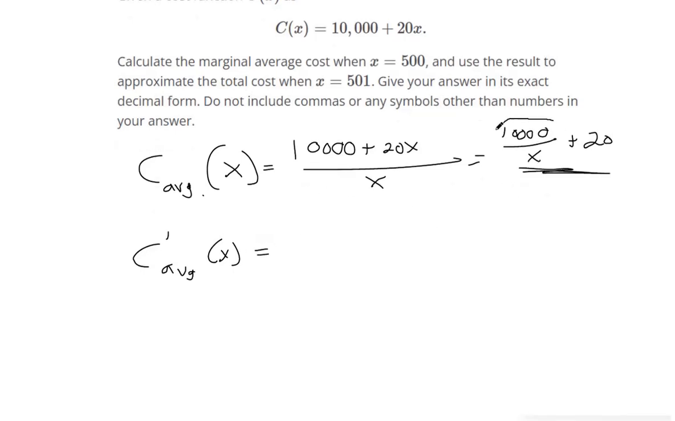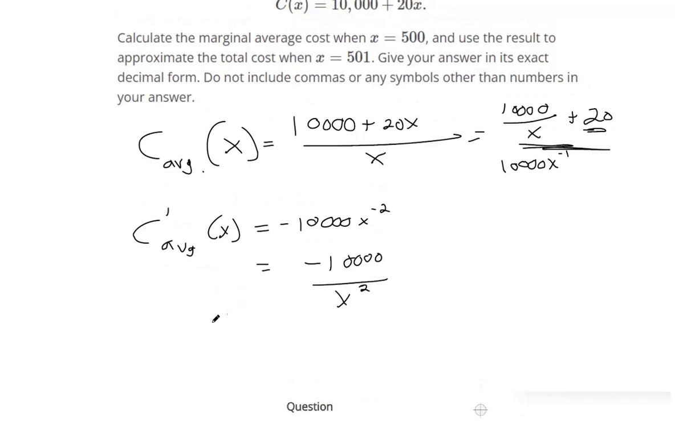So when we take a derivative, remember this is 10,000 over x. In other words, that's 10,000 x to the negative first. When you take a derivative, the negative 1 comes down and multiplies, and then the exponent gets reduced by 1. And then the derivative of a constant is just 0. And then we can rearrange it. It's a negative exponent, so we can make it a positive exponent by putting it in the denominator of the fraction. So this is the function for the marginal average cost.